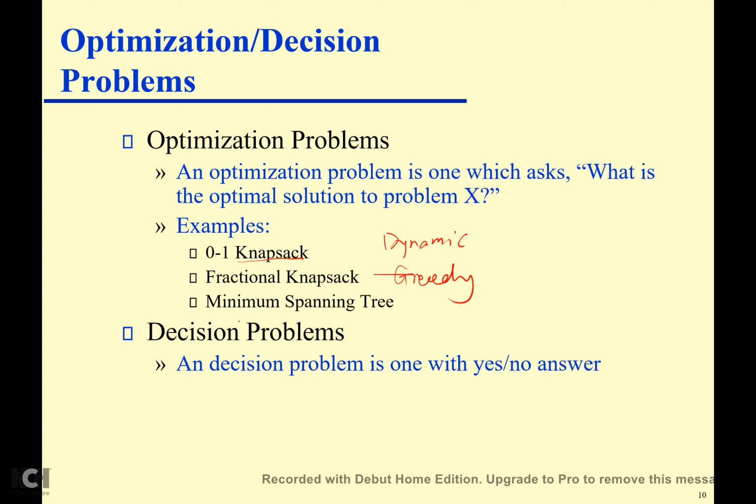A decision problem is one where people expect a yes or no answer. We do not want you to give us the spanning tree. We want to ask, is there a spanning tree with the same minimum weight? A yes or no question, right? Does a graph G have a minimum spanning tree of weight smaller than or equal to W?